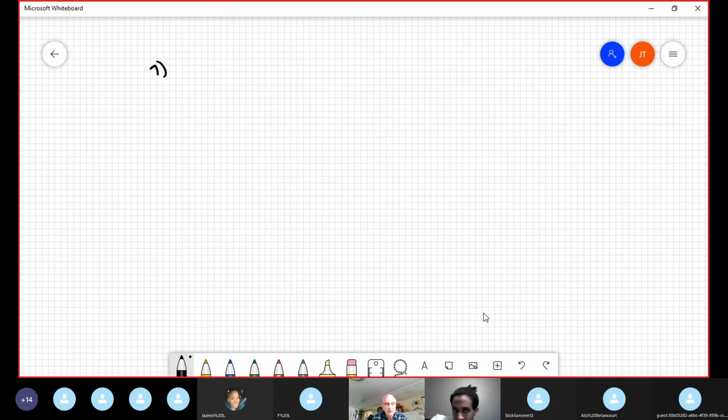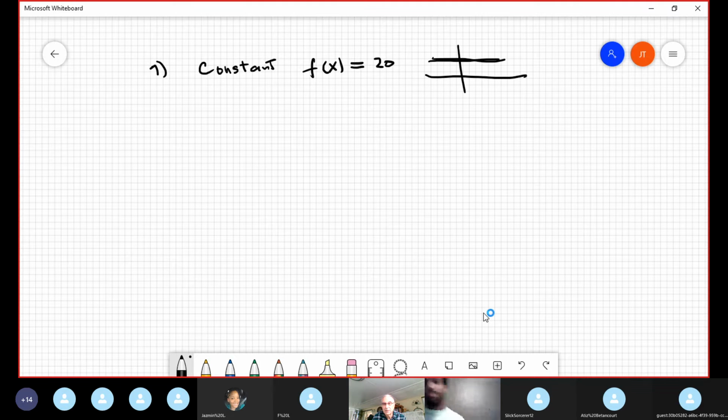The first is a constant function. Constant is f of x equal a number. Arbitrary number, 20, 21, 25, 2, -2. One number. It's a constant. And the graph is a constant. It's a horizontal line, like that. Okay? Number 2 is identity.